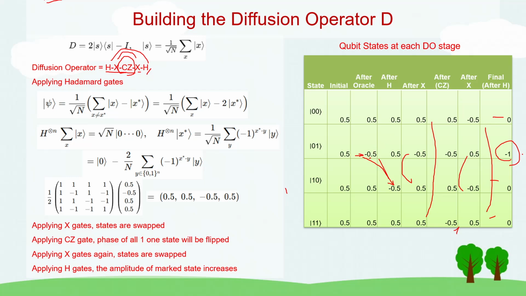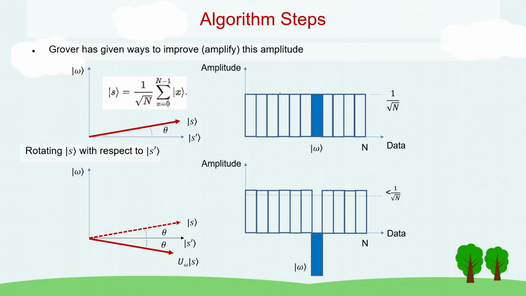Since we are working on 2 qubits in one iteration itself, you got it. Otherwise, you have to do square root of n iterations. All right. So mathematically, this also can be expressed in a way.